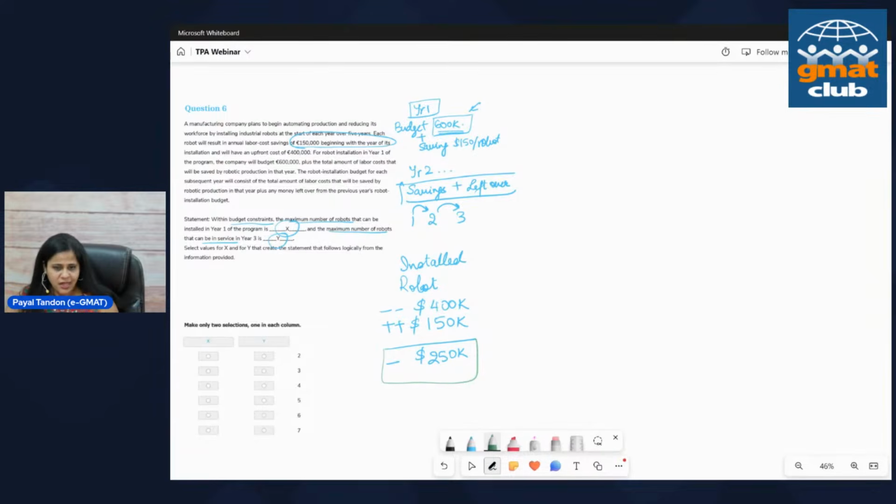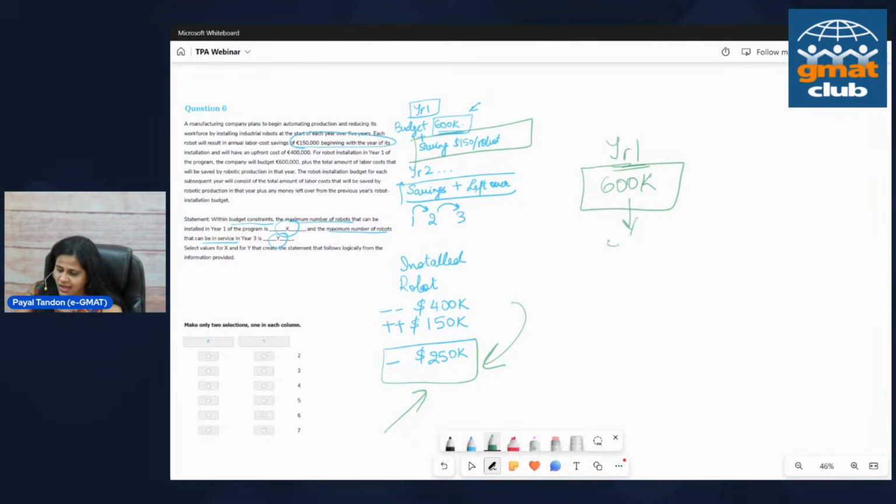So let's take a look at just the first year right now. In the first year, what's happening? In year one, what's the budget? Your budget is 600K. There is the saving part as well, but we have already accounted for that in the cost to the company for each robot. So literally, I have 600K of budget and 250K for each robot, which means how many robots can I make over here? I can get two robots, and the leftover is going to be 100K. Everyone with me for this one?